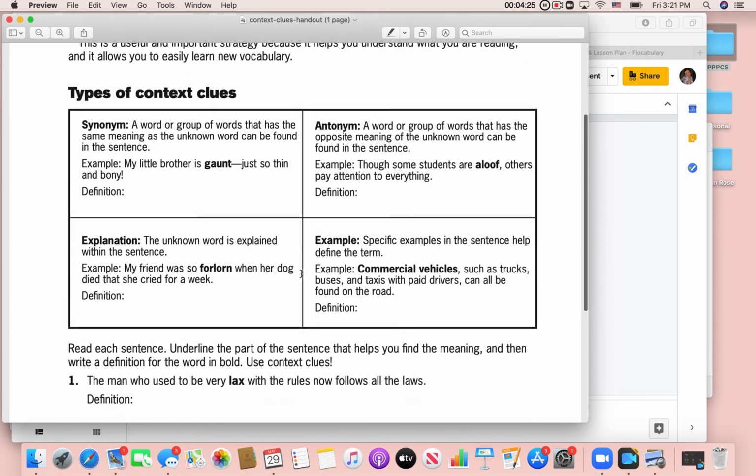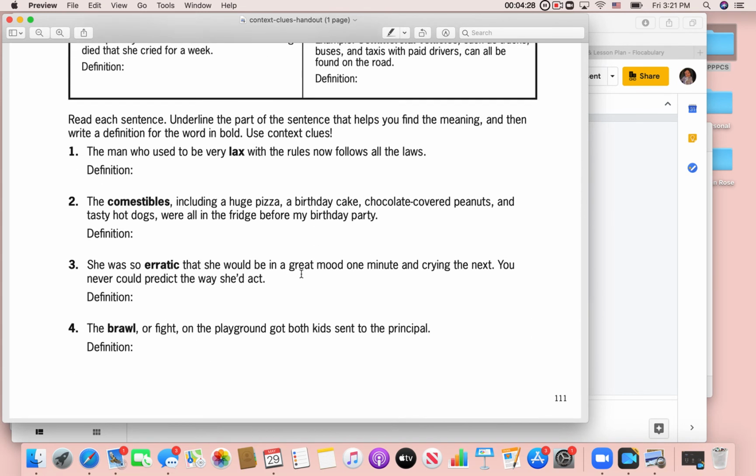We reviewed these different types of context clues, and now we're going to do these 4 sentences to figure out what these words mean. Read the sentence, underline the part of the sentence that helps you find the meaning, and then write a definition for the word in bold. Use context clues. Okay. So this first one: the man who used to be very lax with the rules now follows all the laws. So think to yourself, what does the word lax mean and how do you know?